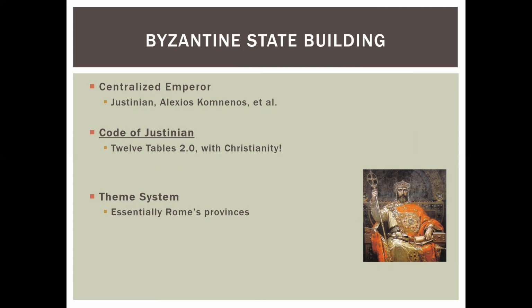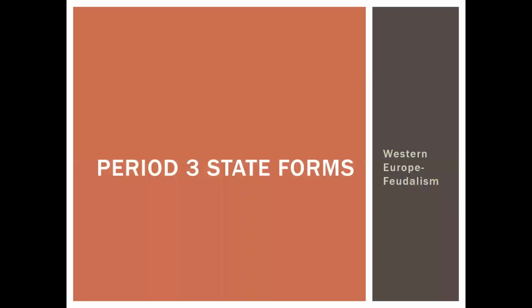So if you're writing about how period 3 empires governed, you could say they governed because they had a strong centralized emperor and they created law codes like the Code of Justinian, which is a continuation of the 12 Tables from the Romans. They also adopted the Romans' province system into something they called the theme system. And that's basically all you need to know about the Byzantines.